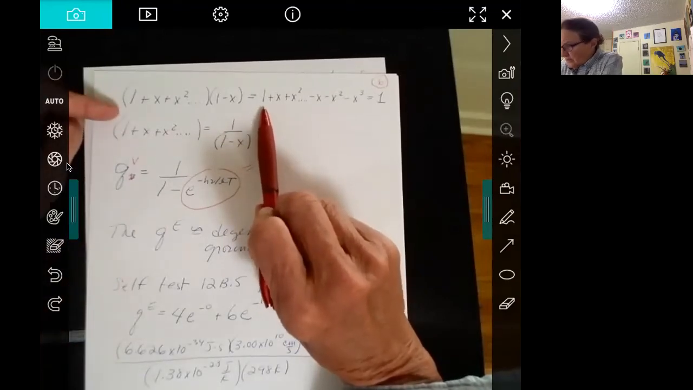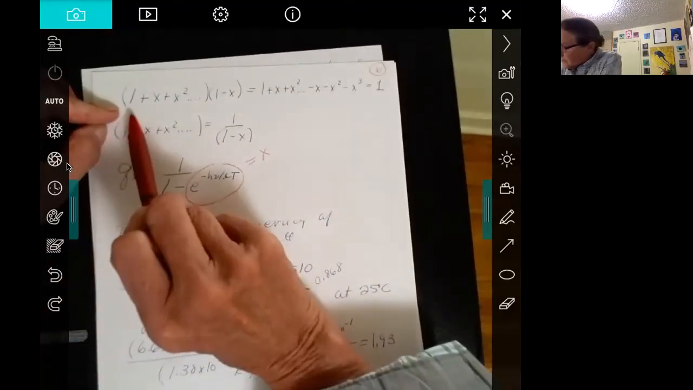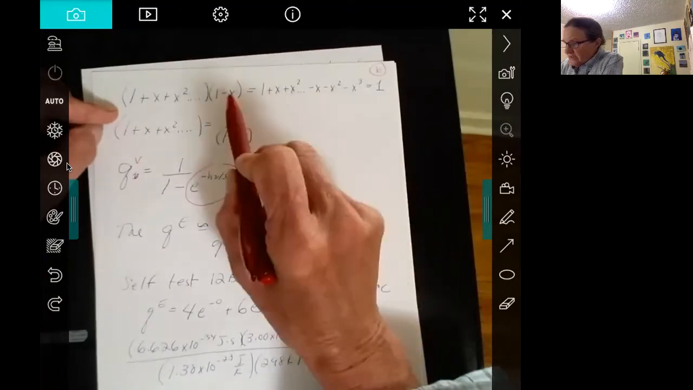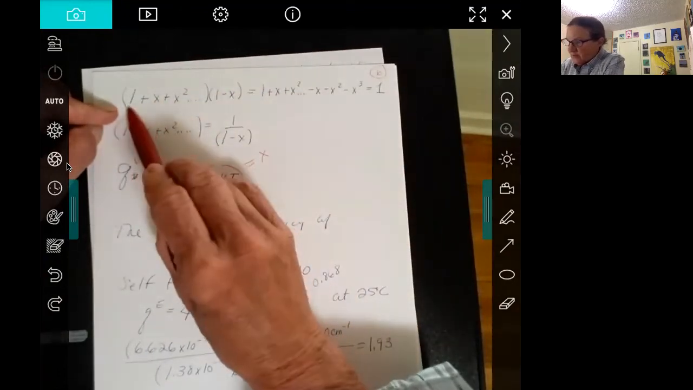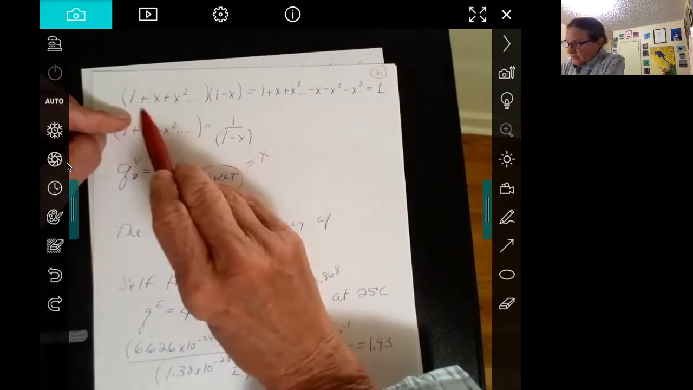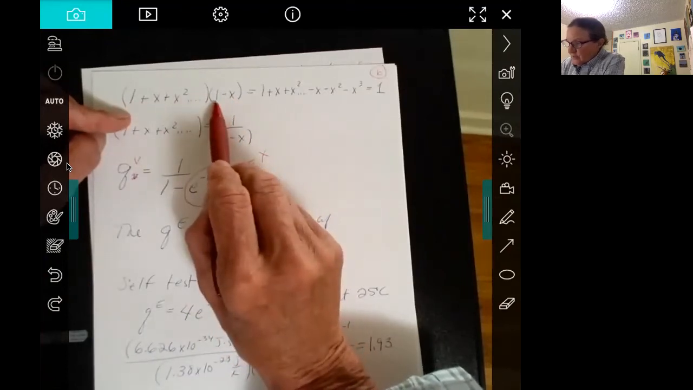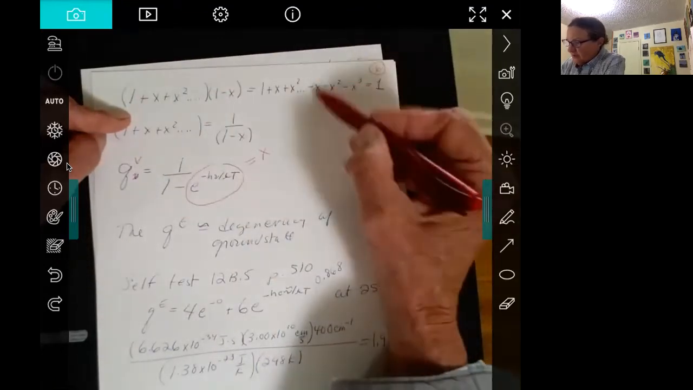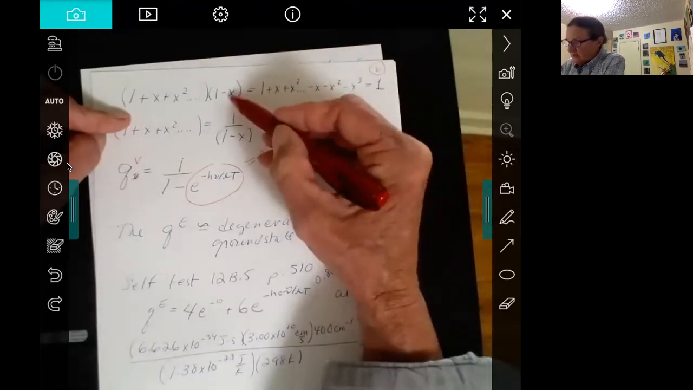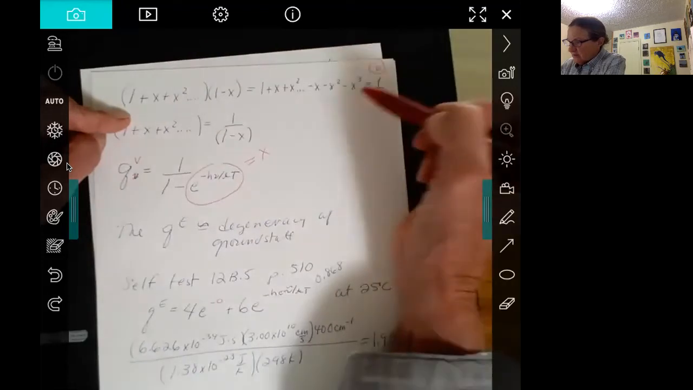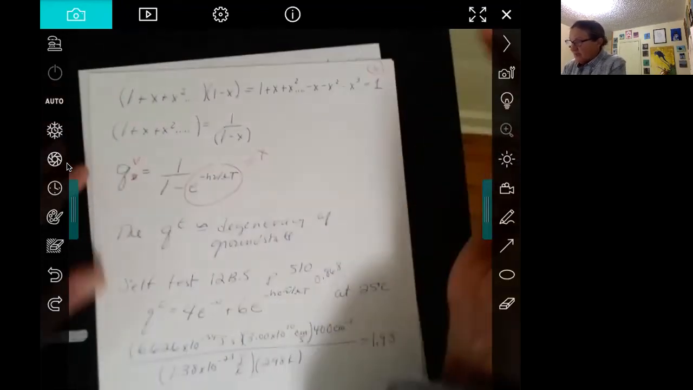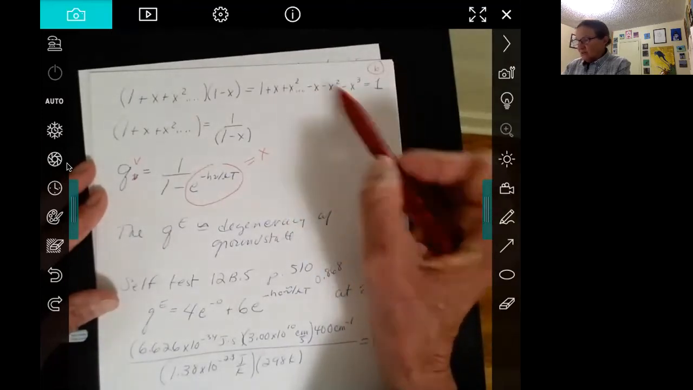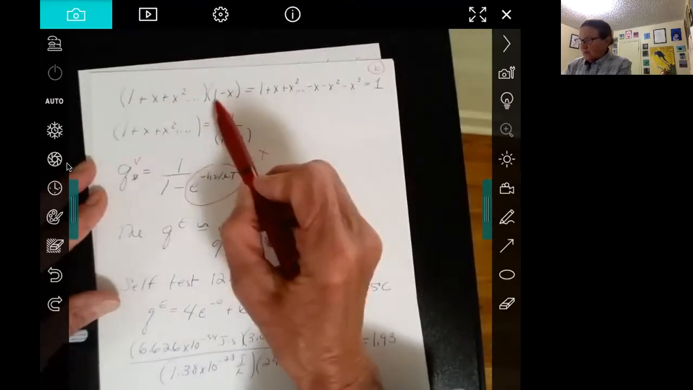You get 1 times all of this, and then you get subtracted from that x times all of this. So minus x times 1 is minus x, and minus x squared when you multiply. So when you multiply 1 by all of this, you get the infinite sum. And when you multiply minus x times all of it, you get minus x times 1, minus x times x, minus x times x squared. And if you look at that, that's just equal to 1, because you're subtracting off each of these terms. So the infinite sum times 1 minus x equals 1.